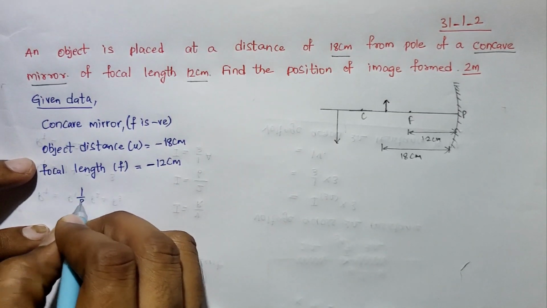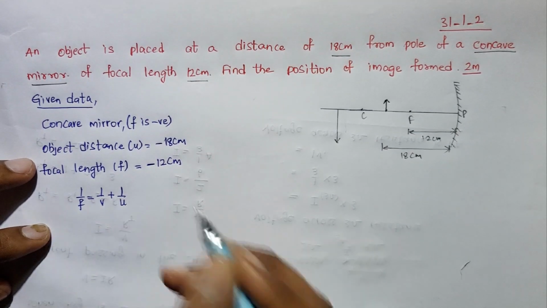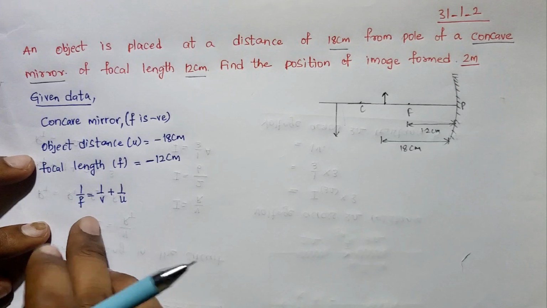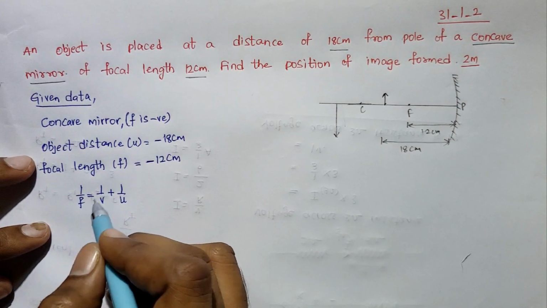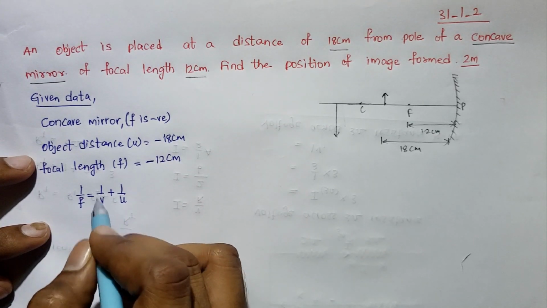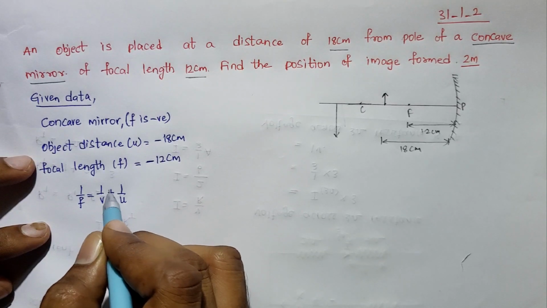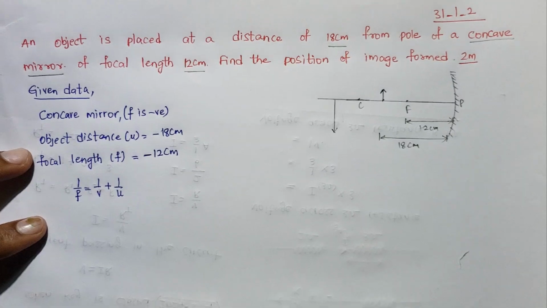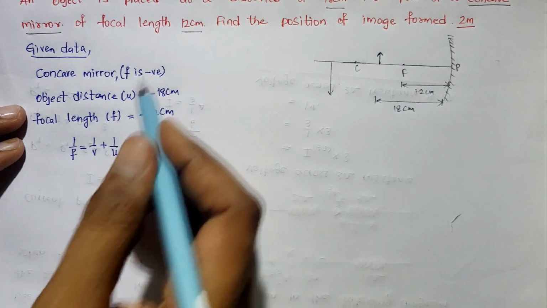We know that 1 by f is equal to 1 by v plus 1 by u. I suggest you remember the mirror formula as 1 by f is equal to 1 by v plus 1 by u. Sir, why can't I remember 1 by f is equal to 1 by u plus 1 by v? No. If you remember 1 by f is equal to 1 by v plus 1 by u, then in the lens formula only the plus and minus will change. No confusion will be there. That's why I prefer to remember the mirror formula as 1 by f is equal to 1 by v plus 1 by u. Okay.